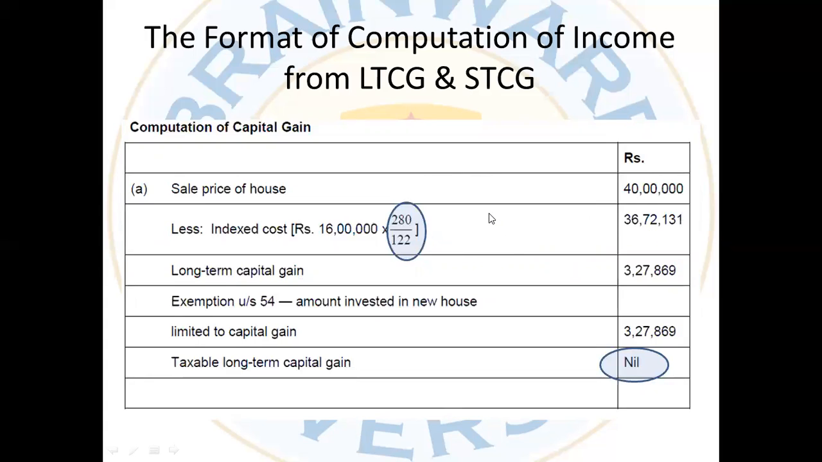So from the selling price, we are deducting the indexed cost of acquisition, and in the sum they have not mentioned any cost of improvement or any other expenses at the time of sale. If there were any other expenses, we would deduct them from the 40 lakhs. By deducting 36,72,131 from 40 lakh, we get 3,27,869.